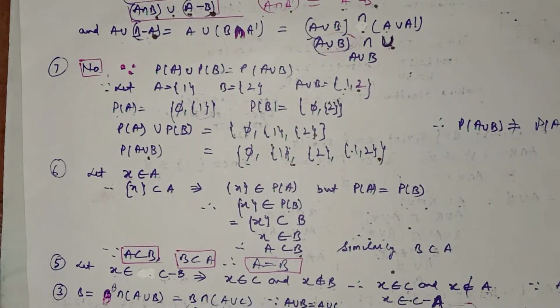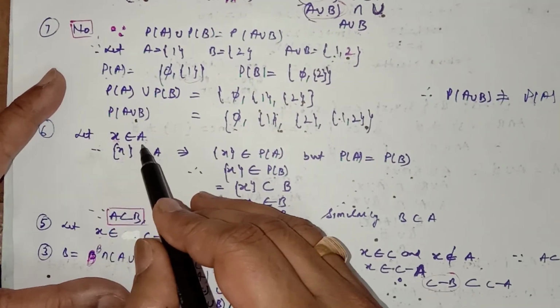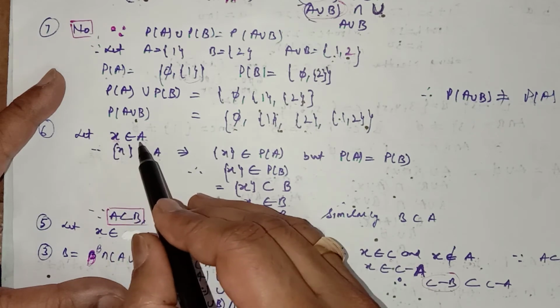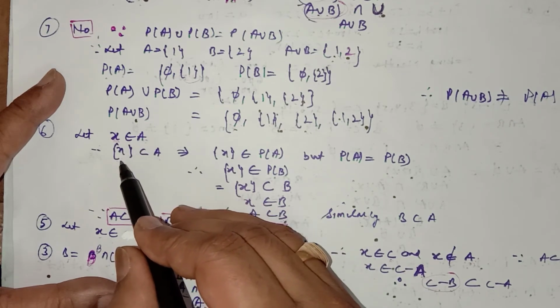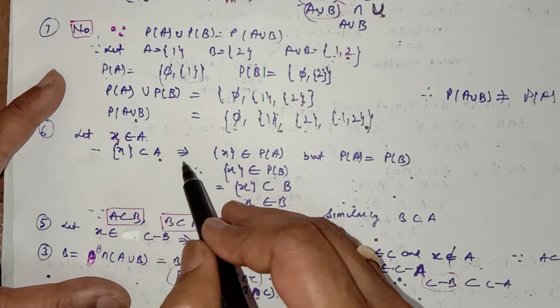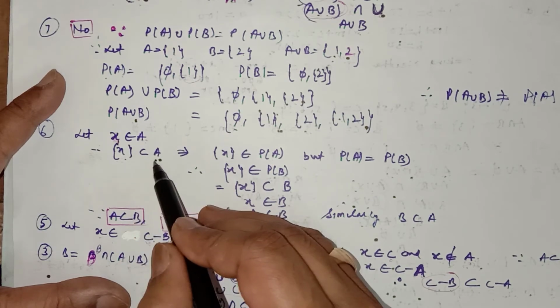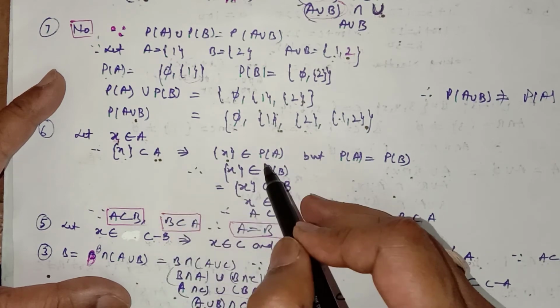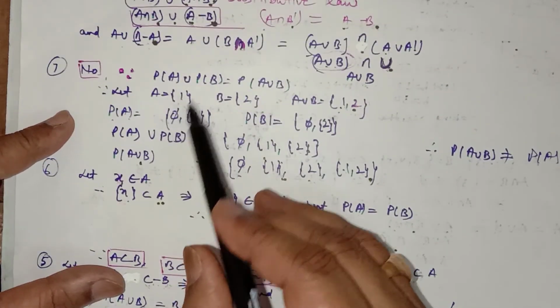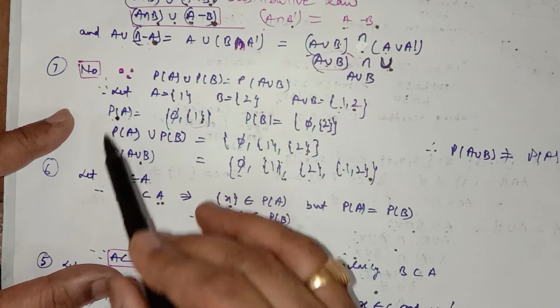In question number 6, it is given that power set of A is equal to power set of B. Then you have to show that A is equal to B. So be very careful. I am taking an element x in set A. Then if the element belongs to set A, the set {x} will be a subset of A. Now it implies that when {x} is a subset of A, then {x} belongs to the power set of A.